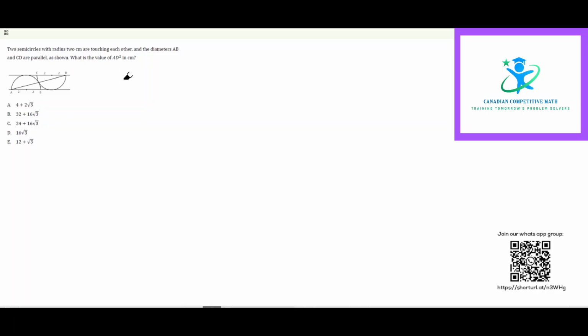So I will draw this, to try to make it more clear. So we have the top parallel line, the bottom parallel line, and we have the top circle, and we have the bottom circle. Right, this center.